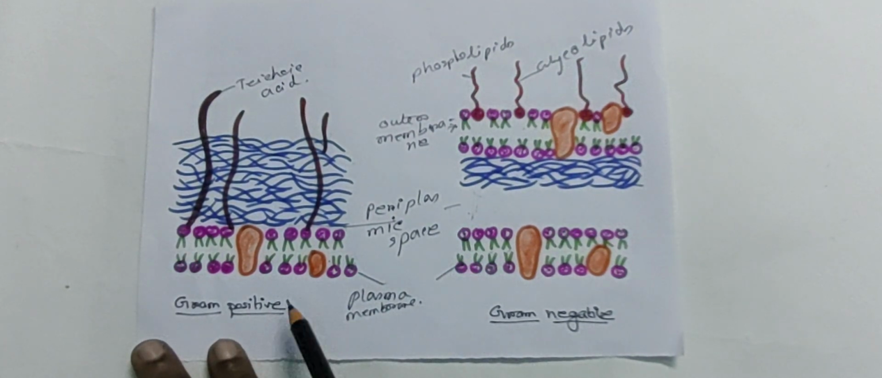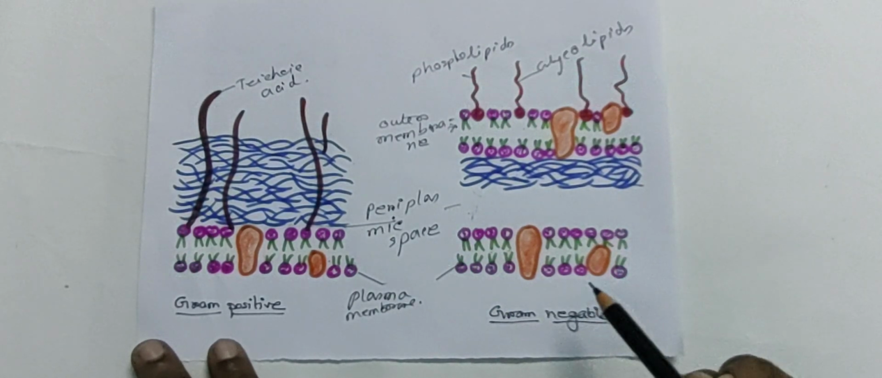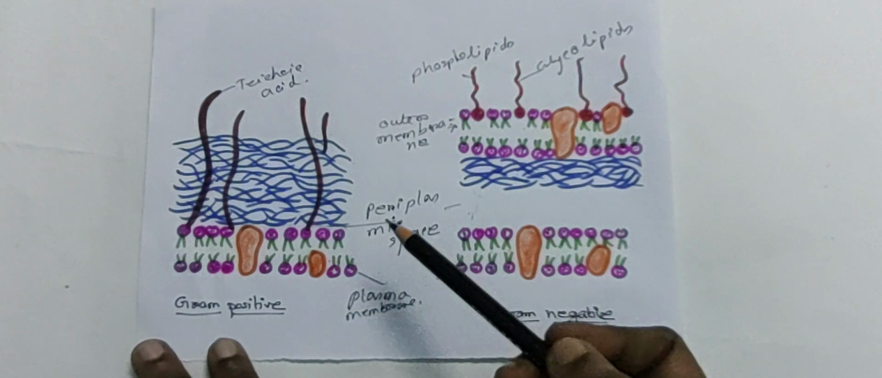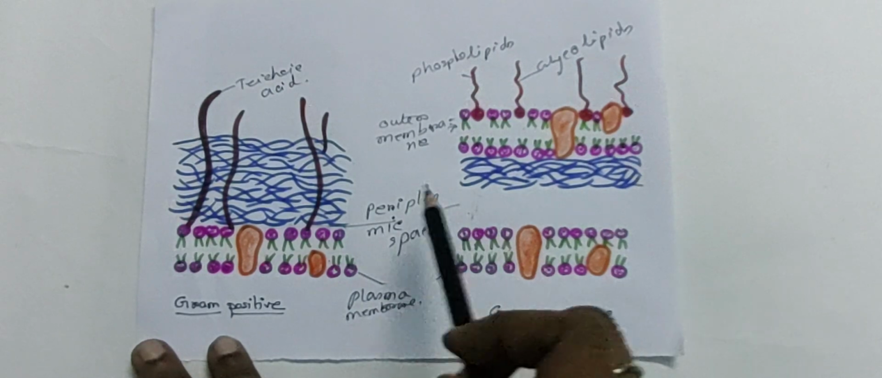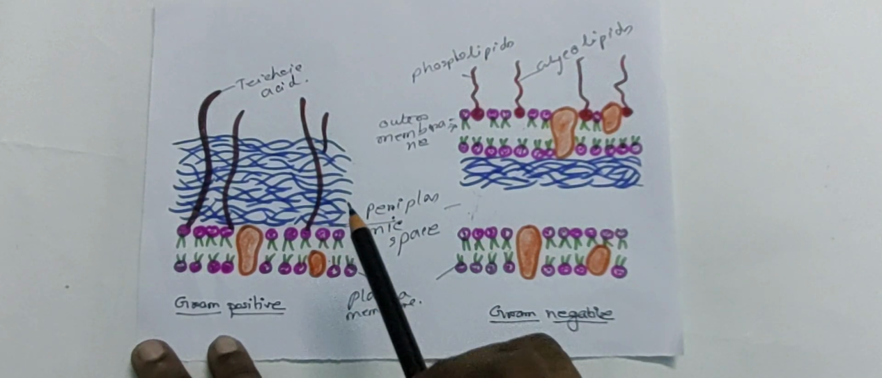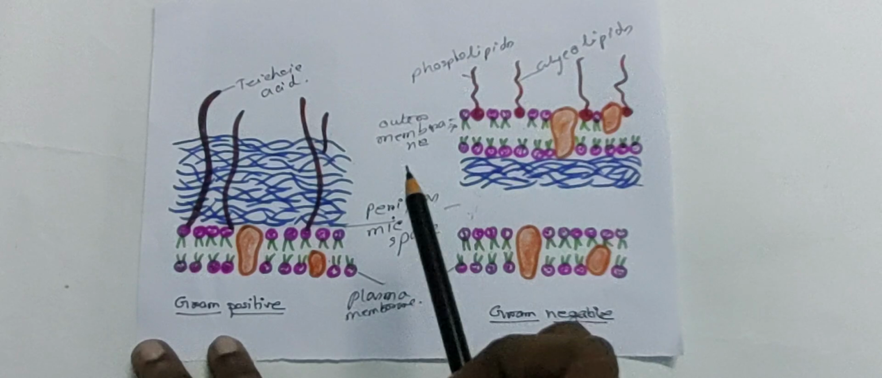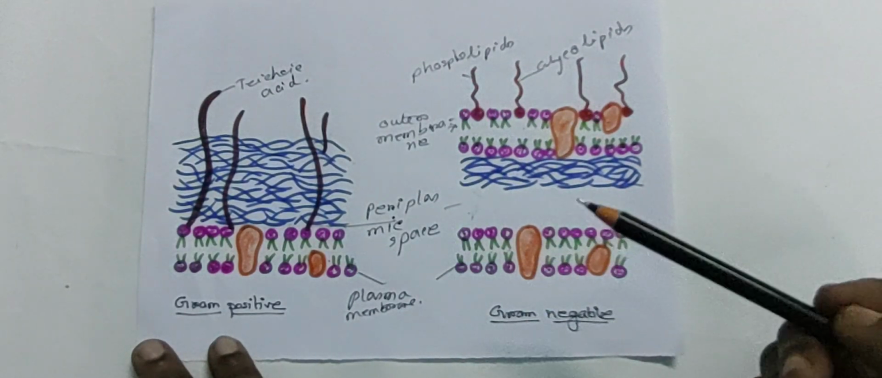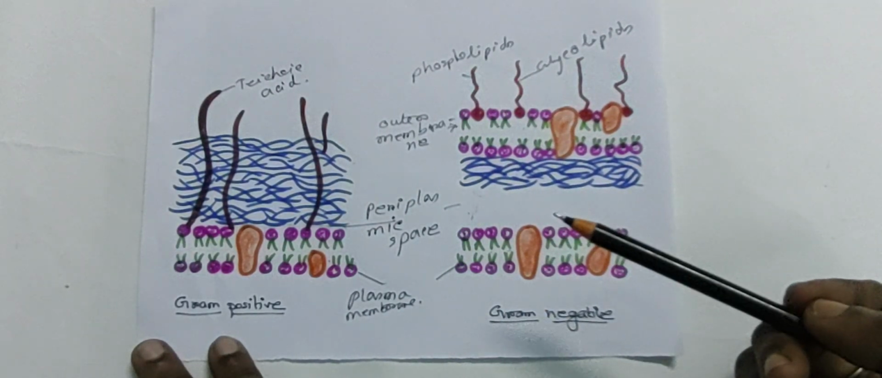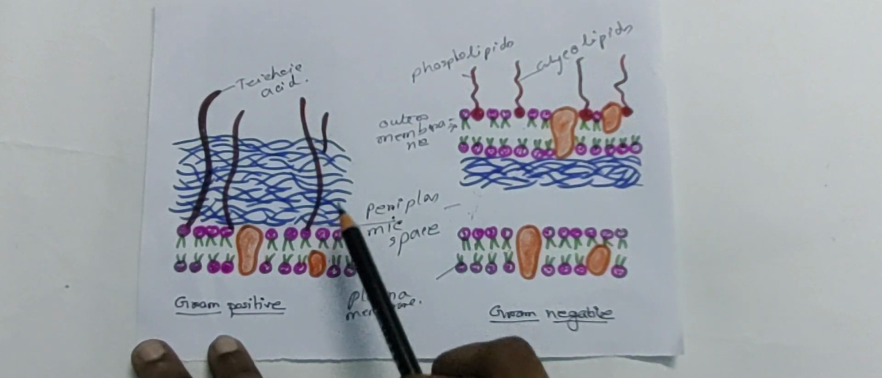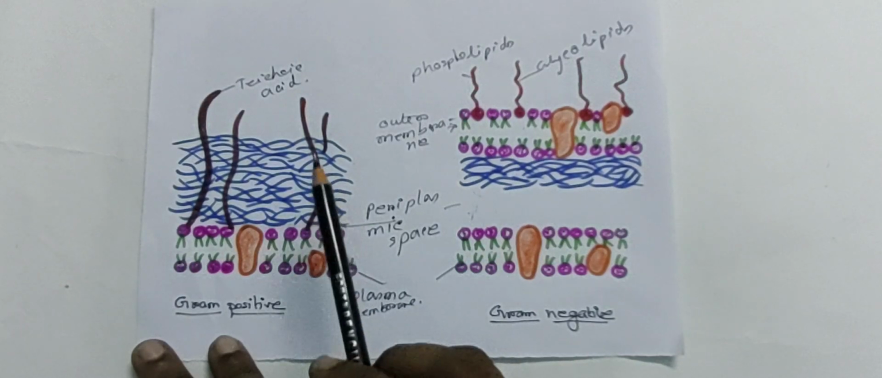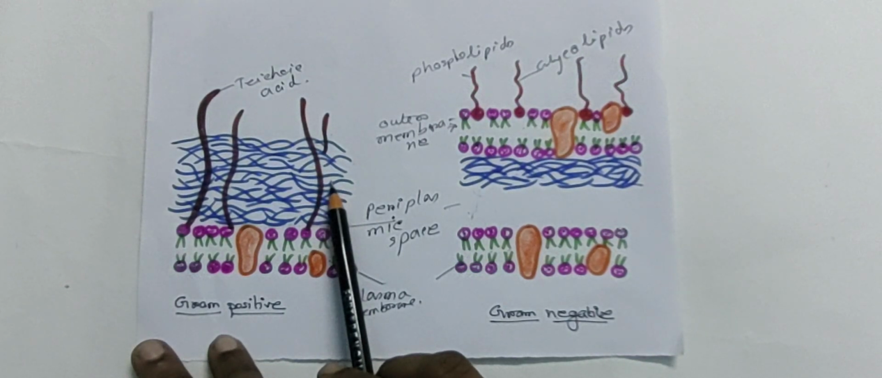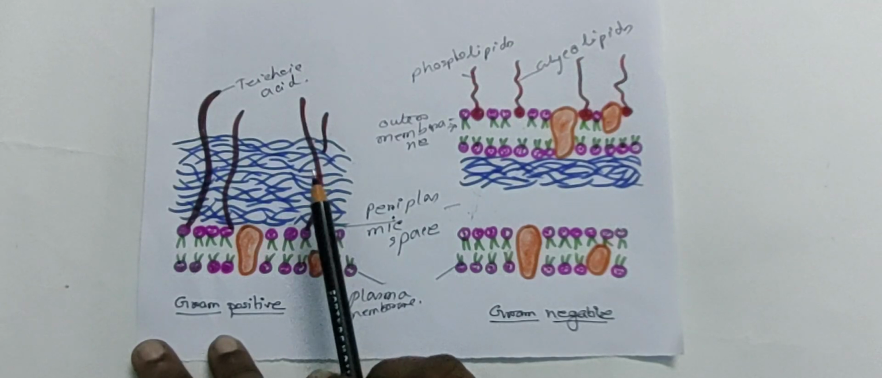This name gram-negative and gram-positive comes from the name of the scientist Christian Gram. When we stain bacteria by crystal violet, there are several steps for staining, but there is a step when we have to wash the stain with alcohol. For gram-positive bacteria, if we wash the stain with alcohol, the crystal violet stain is retained within the cell, and under the microscope it looks dark violet in color.